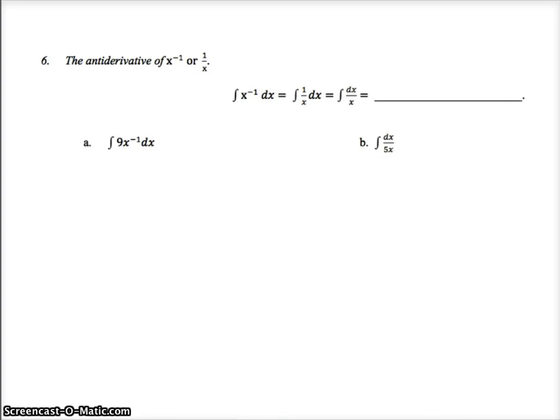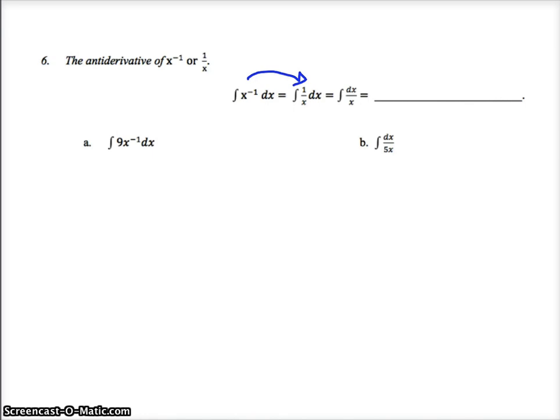All right, let's take a look at some more antiderivative or indefinite integral rules. We're looking at statement number 6, where we're going to learn how to find the antiderivative of x to the negative 1 power, or 1 divided by x. We've discussed this one in class briefly, but I just wanted to have a formal discussion about it. Recall that x to the negative 1 is equivalent to 1 divided by x.